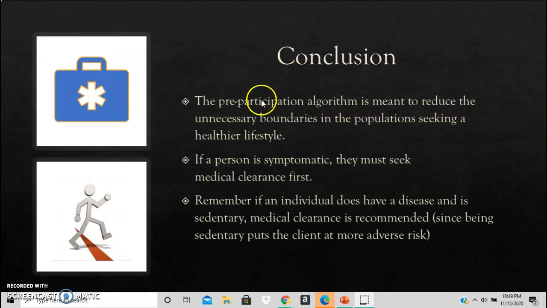In conclusion, the pre-participation algorithm is meant to reduce unnecessary boundaries in the populations which are seeking a healthier lifestyle. Some important points to keep in mind are if a person is symptomatic, they must seek medical clearance first before continuing with any exercise prescriptions. And remember, if an individual does have a disease and they are sedentary, they should seek medical clearance first. This is mainly because being sedentary really puts the client at a more adverse risk for some of these events happening.